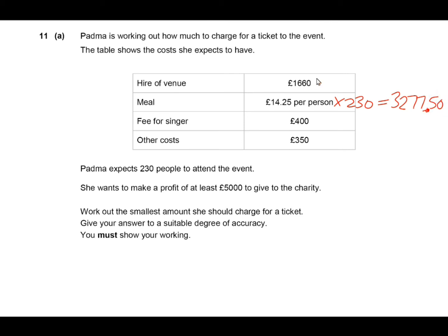We've got the cost of the venue, the fee for the singer, and other costs. So the sum of the costs is the total of all these numbers. So let's add them together. Do it on your calculator. You can put the word sum at the bottom of the table. The examiner will know what you mean. And that's £5,687.50.